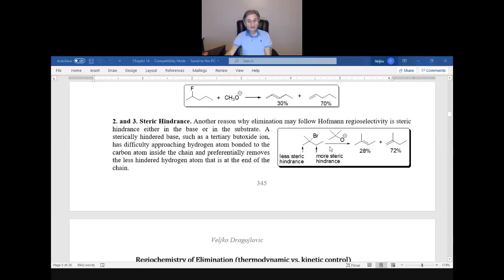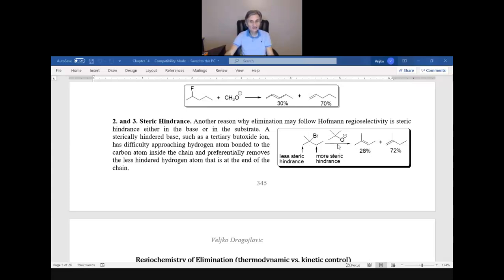Now, in terms of steric hindrance, that effect is steric. Simply, if a base is sterically hindered, or if the substrate is sterically hindered, or if both are sterically hindered, then because of the hindrance, it's easier to remove a proton from the edge of the molecule, the less substituted carbon, because it's less sterically hindered than one that is more sterically hindered. And so there is steric hindrance in the substrate, basically when the substrate is tertiary, or steric hindrance in the base.